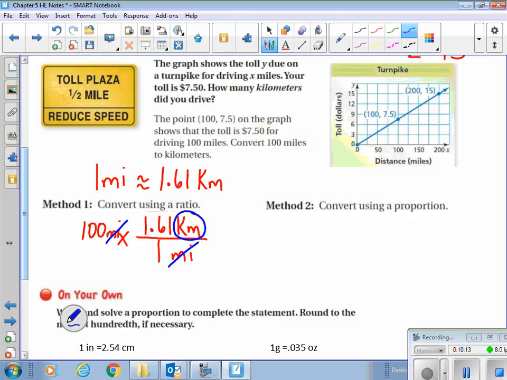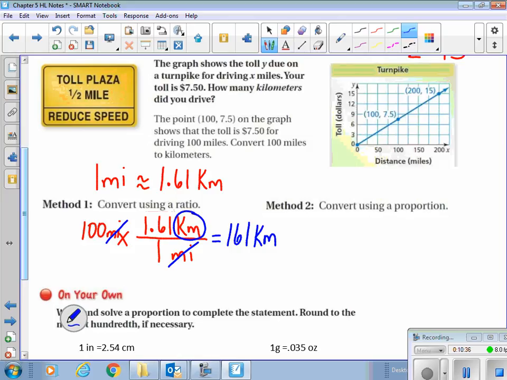So I have 100 times 1 and 61 hundredths, which ends up being 161, over 1 at the bottom, which we don't even have to worry about, because whenever we divide by 1, it keeps it the same. And the only unit left that I have is kilometers, which is what I needed, because that's what they want me to convert to. All right, so that's one way, writing a ratio and using multiplication.